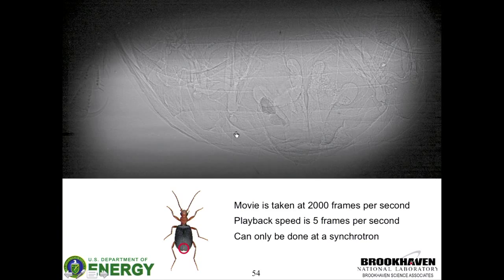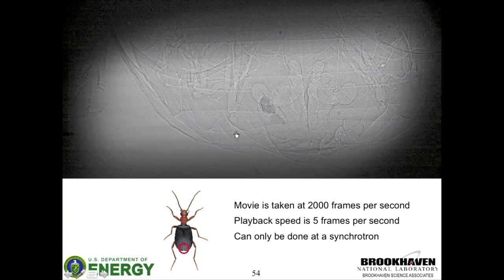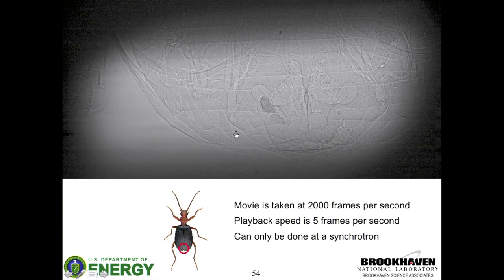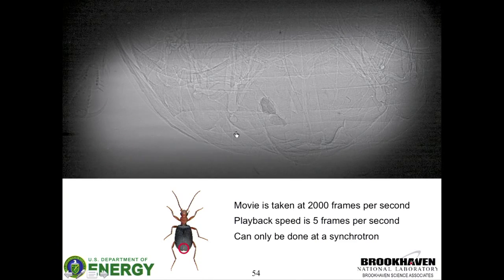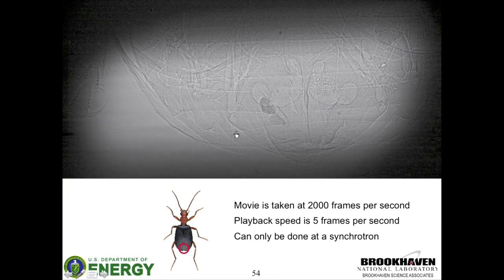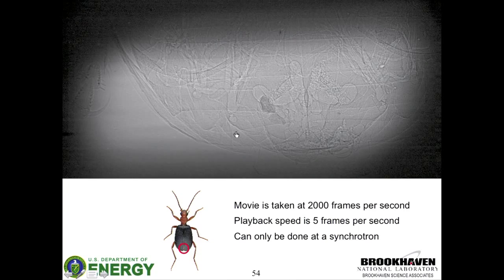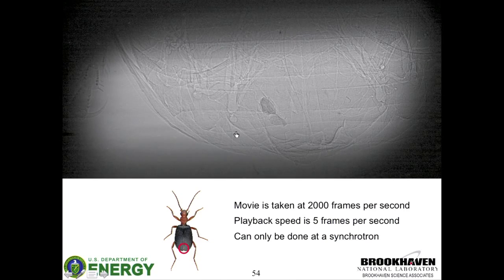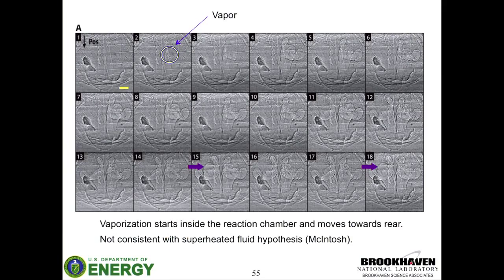And there are those reactions, those explosions. Boom, boom, boom. And you can see this Mickey Mouse-like structure I was telling you about. So the vapor goes into the entire reaction chamber. Based on this, we could see that the vapor occurs inside the reaction chamber, and we know that this superheated fluid hypothesis was incorrect.